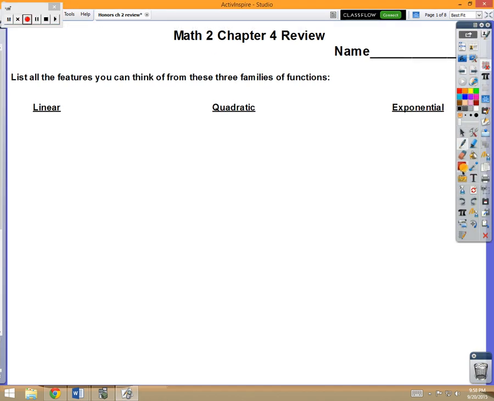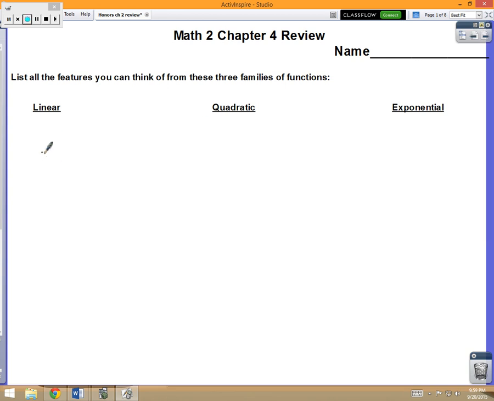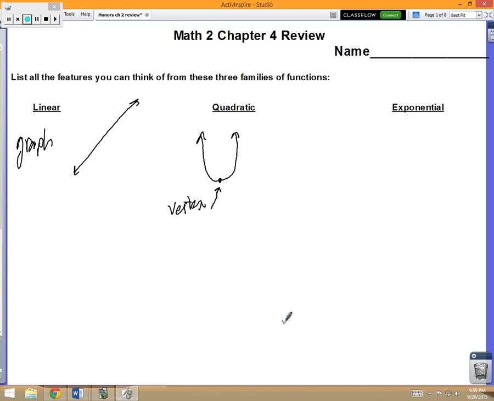the three different families of functions: linear, quadratic, and exponential. So list as many features as you can that describe these three different families. Linear, the graph is a straight line, has some kind of slope to it. Quadratic, the graph is a parabola, looks like a horseshoe. It's symmetric. At the very middle there's a point called a vertex, and we'll get into this later. So everything is symmetric across that vertex.